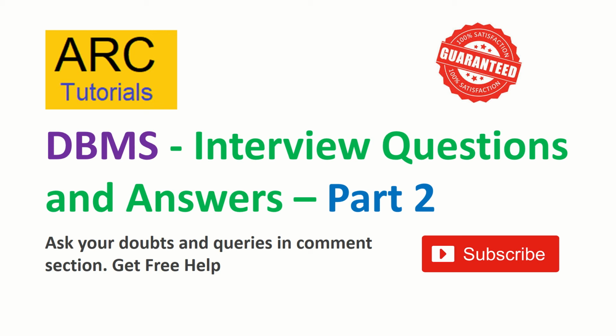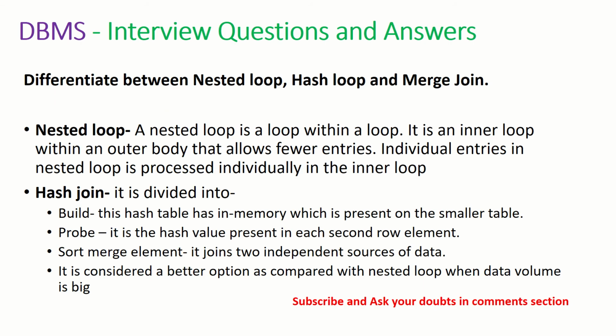Let's get started with part 2 of top interview questions and answers on DBMS. So the first question is: differentiate between nested loop, hash join and merge join. What is nested loop? Or they can ask you what is nested loop, what is hash join separately also. So nested loop is a loop within a loop. It is an inner loop with an outer body that allows fewer entries. Individual entries in the nested loop are processed individually in the inner loop.